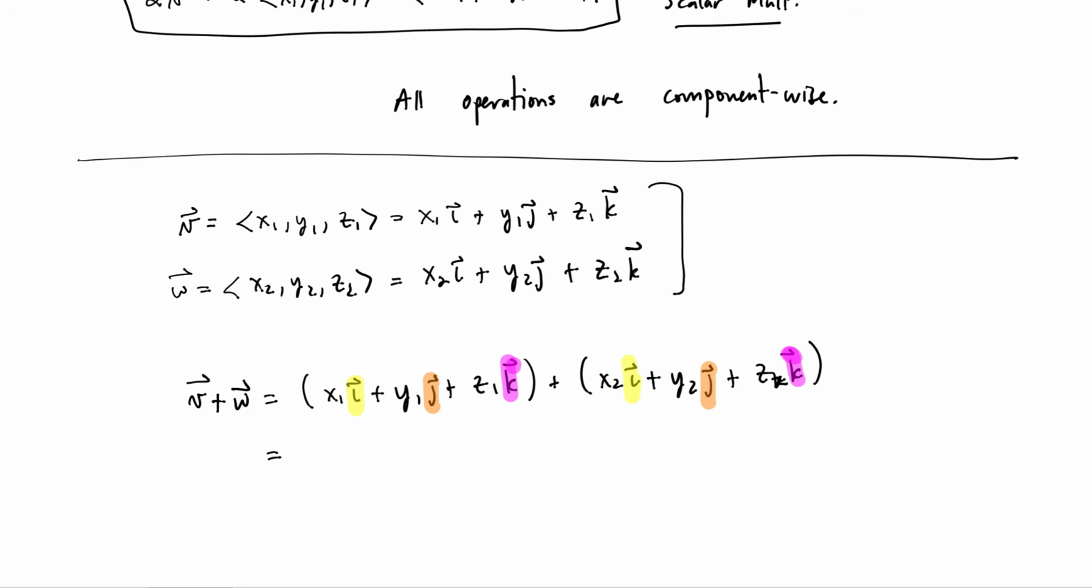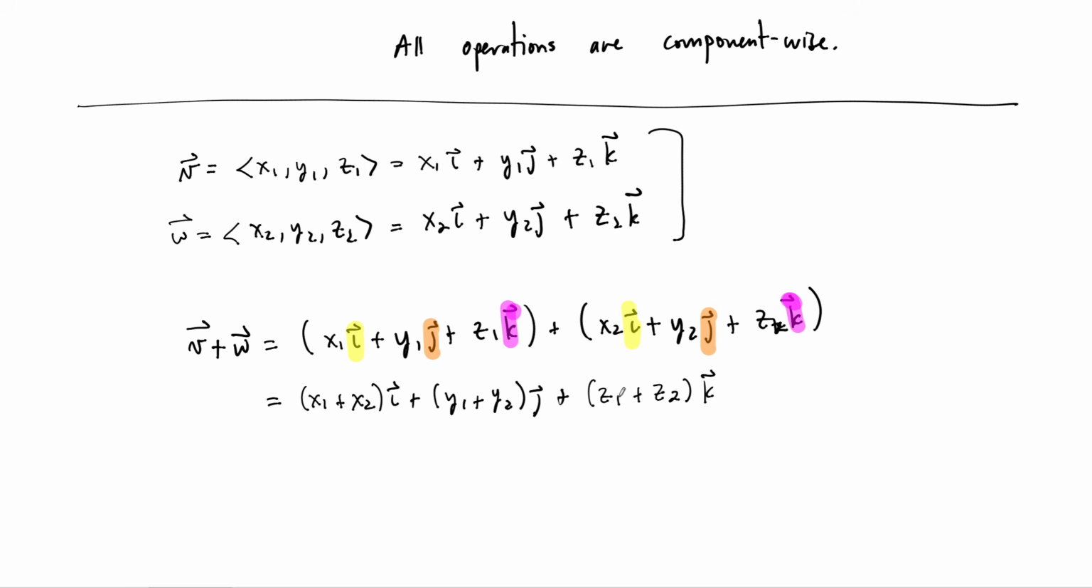All right, and so what we can do then is go through and group these by like terms. So we can say, all right, how many i's do we have? Well, we have x1 plus x2, so (x1 plus x2) i, plus what's the next term? Well, we have (y1 plus y2) times j. So now we're just using basic algebra rules, right? Then we have (z1 plus z2) k. All right, and look what we've done. We add component by component i, component by component j, component by component k.